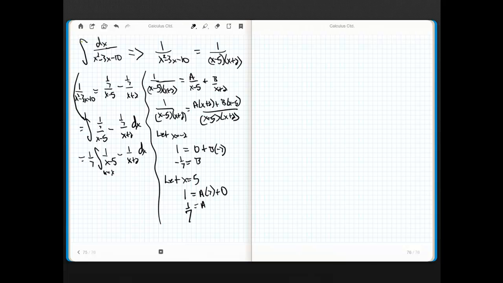If I let u equal x minus 5, then du equals dx. And guess what? I've got an integral of 1 over u, which is the natural log of the absolute value of u.